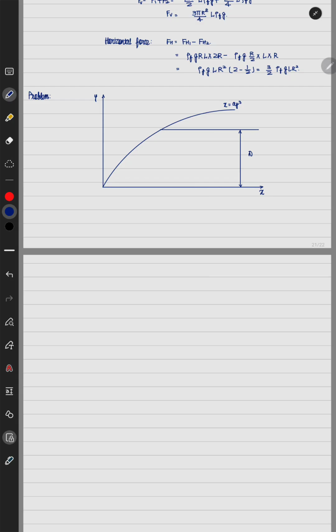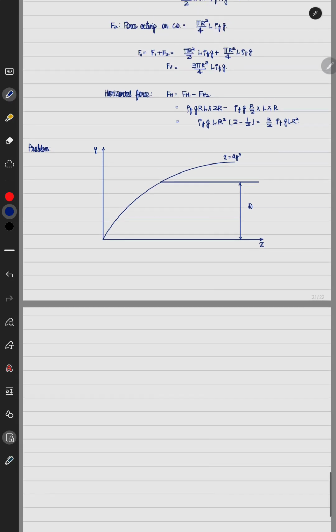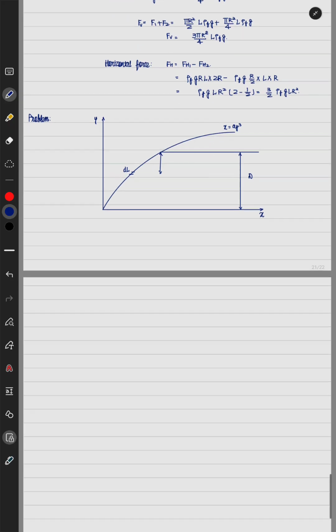In order to solve this problem, I have to take an element at a distance y from the top. Let us say at a distance y from the top, I have a differential element of length dl. I have to take dl because it is not varying just in the x direction or just in the y direction, it is varying in both. So I cannot take dx or dy, but I have to take dl.